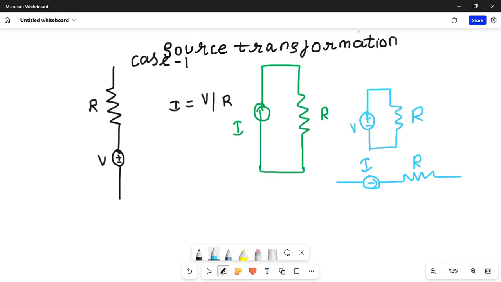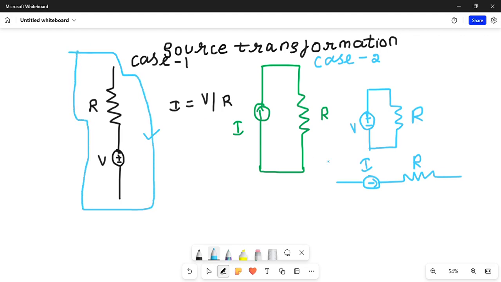Now let me consider case number 2. Here there is a current in parallel with the resistance. If you want to convert it into a voltage in series with the resistance, that is this form, you have to use the formula V is equal to IR. If you use this, you are going to get this form, that is, voltage in series with the resistance. One more thing you have to remember.